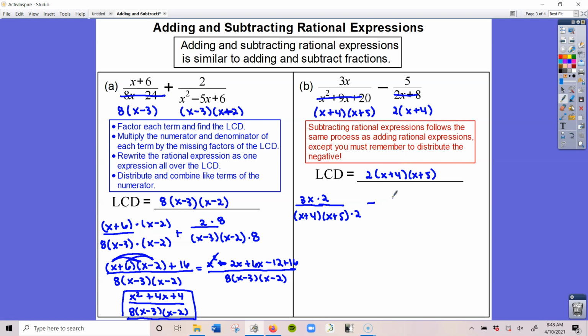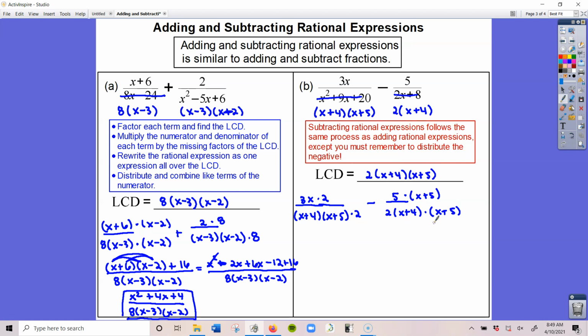Minus, here we have 5 over 2 times x plus 4. If we look at the LCD, we have the 2, we have the x plus 4, we're missing the x plus 5. So that means that I have to multiply the denominator by x plus 5, as well as the numerator.